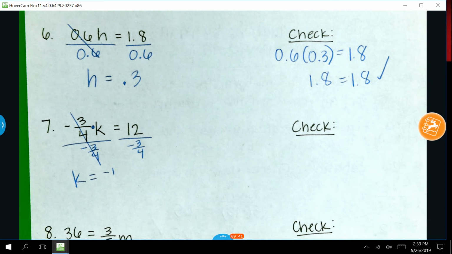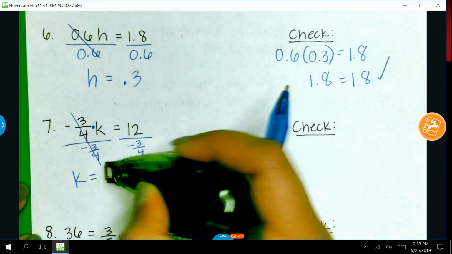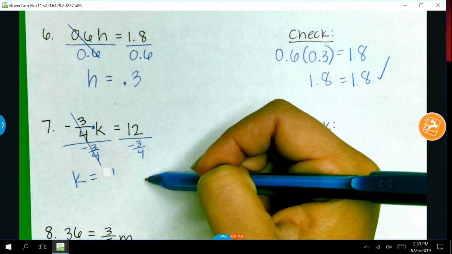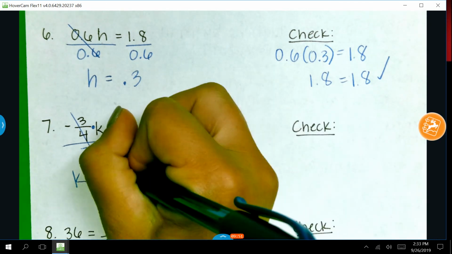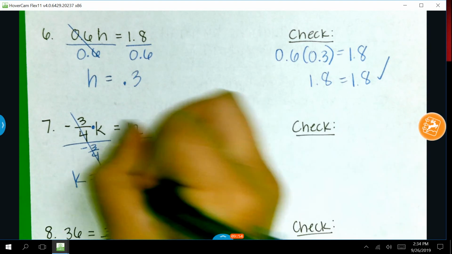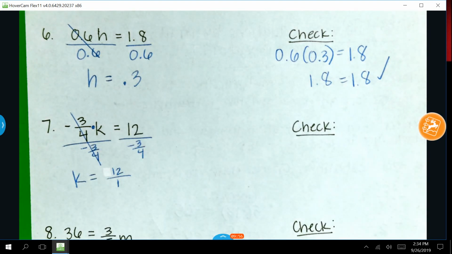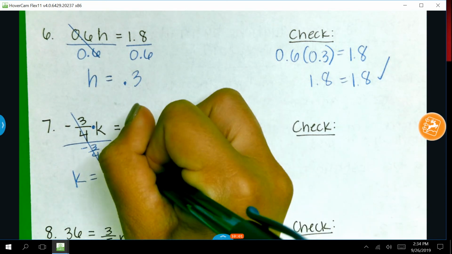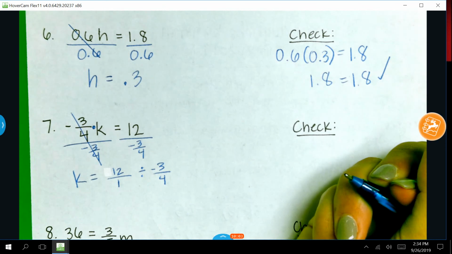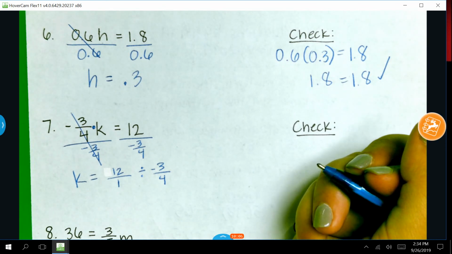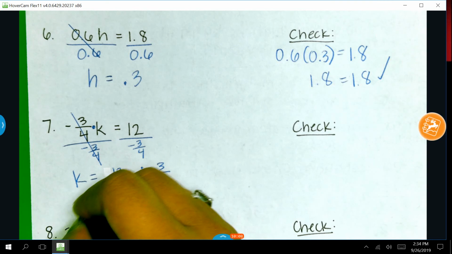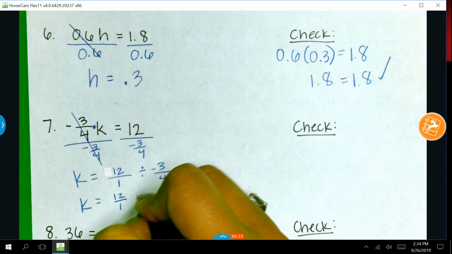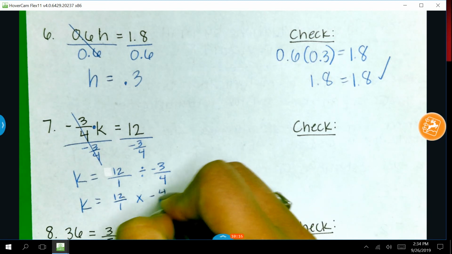I'm going to go ahead and rewrite it horizontally so we don't mess up and get confused as to whether it's 12 over 3 divided by 4 or whatever, because it looks kind of funky like that. So I'm going to put 12 as a fraction, so 12 over 1, divided by negative 3 over 4. How do I divide fractions again? Yep, keep change flip. So k equals 12 over 1. I'm keeping, I'm changing to multiplication, and I'm flipping negative 4 over 3.